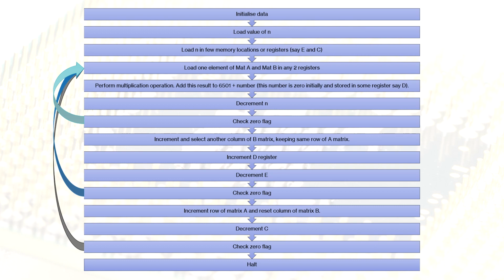We have not yet done anything with the D register. That's actually carrying 0 initially. Once this operation takes place, we'll check the status of the zero flag. Once it becomes 0, we'll now be incrementing and selecting another column of B matrix while keeping the same row of A matrix.